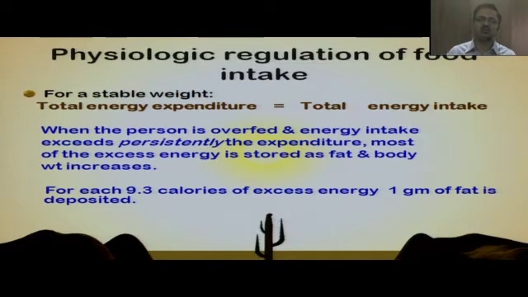Now this stored fat can be stored either subcutaneously in the adipocytes present in the subcutaneous tissue, or in the visceral organs like liver and other organs. It is the visceral obesity which is more fatal as compared to the subcutaneous obesity. We can see that for each 9.3 calories of excess energy, 1 gram of fat is deposited in the subcutaneous adipose tissues.